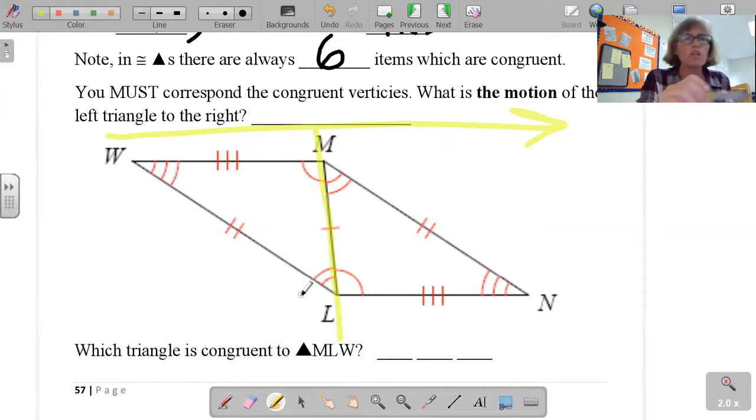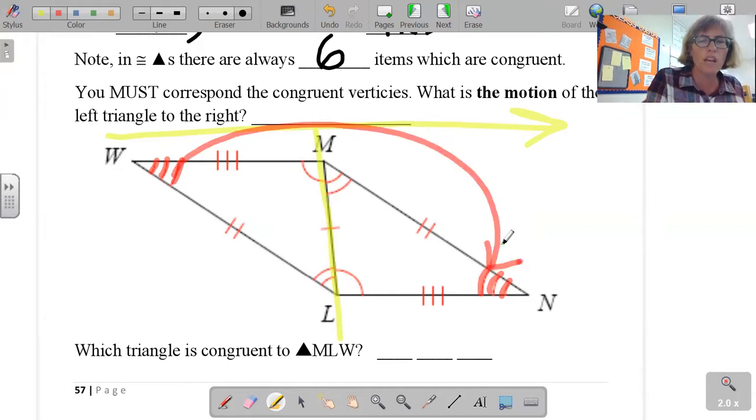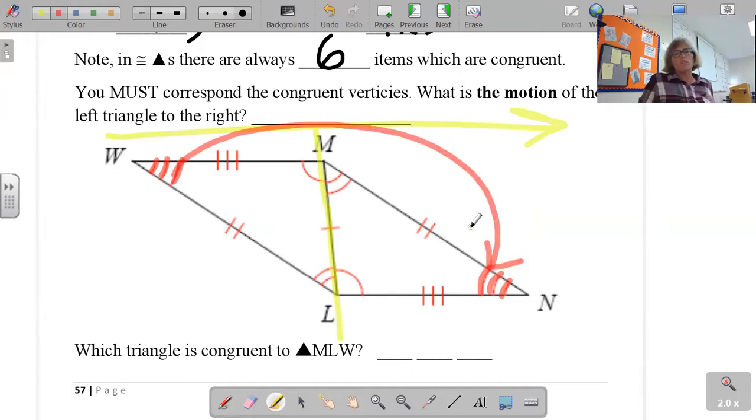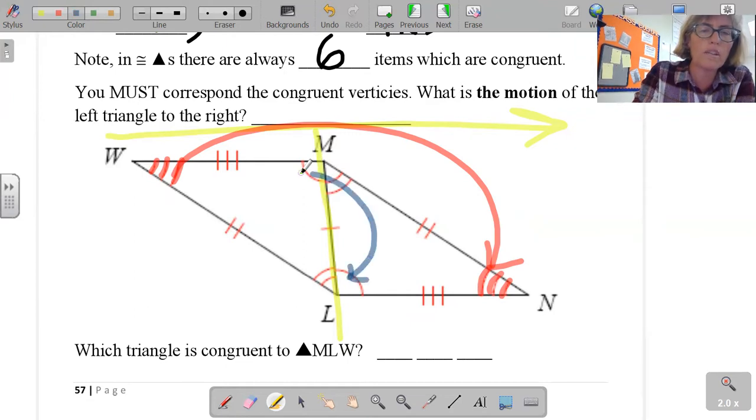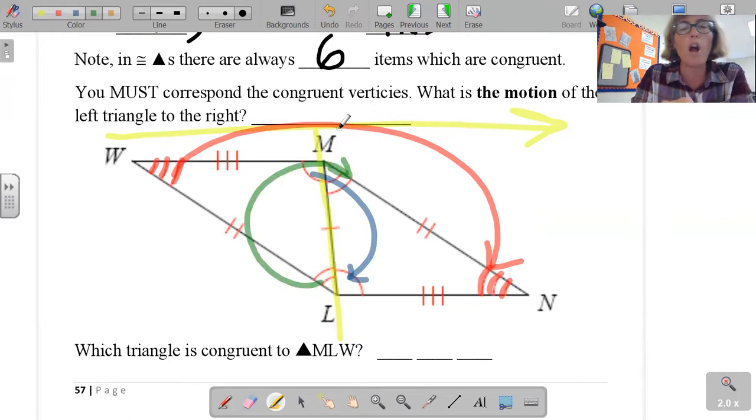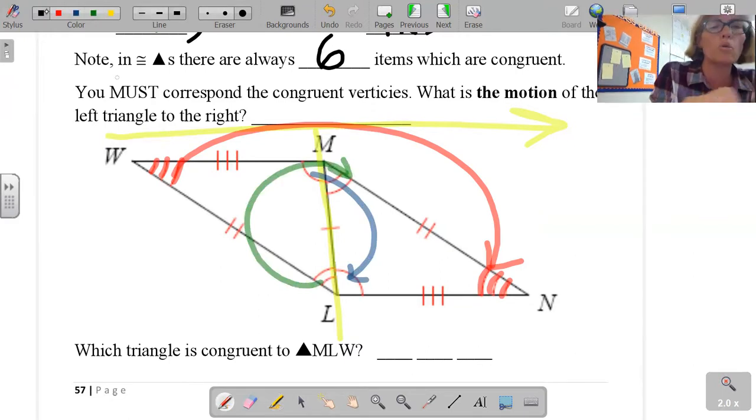It's not translation. So watch very carefully. We have triple here and we have triple down here. Okay, which means this is a rotation. We rotated clockwise. Okay, the triple went that way, then the single rotated this way, and the double went up this way. So we all rotated. So it is rotation.